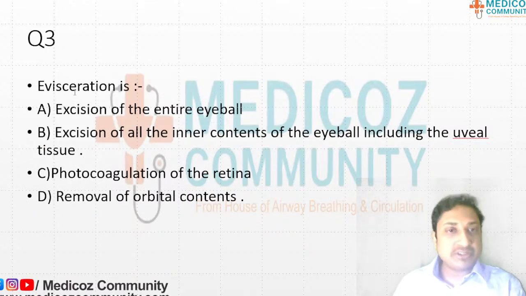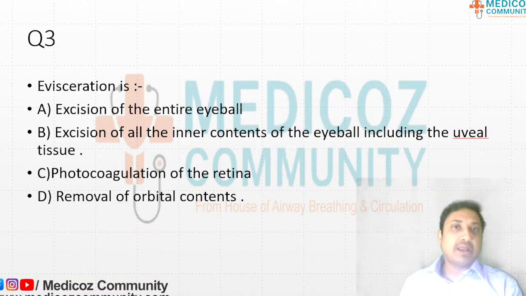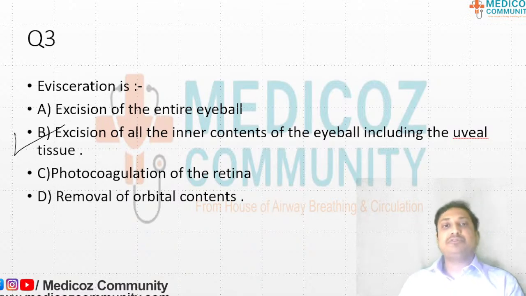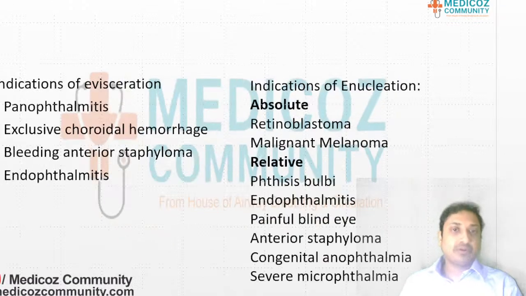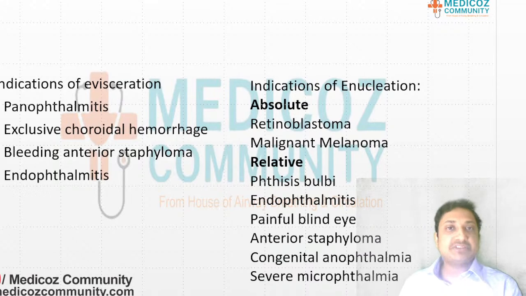Coming back to our question, they have asked what is evisceration, and here the answer is definitely B, because it is excision of all the inner contents of the eyeball including the uveal tissue, but the scleral shell is preserved and the extraocular appendages are preserved. So this is another MCQ that you can get: what are the indications of evisceration and indications of enucleation? So you need to know the absolute indications first.